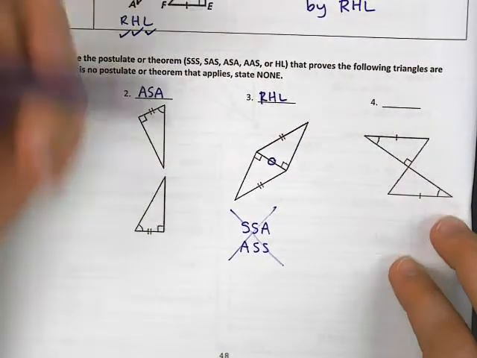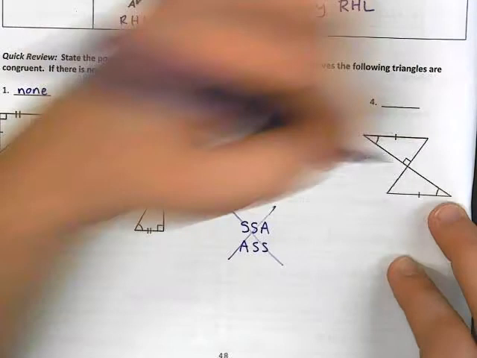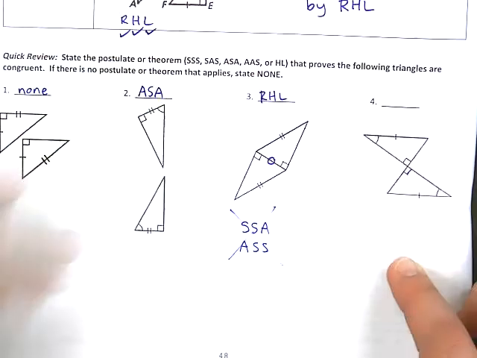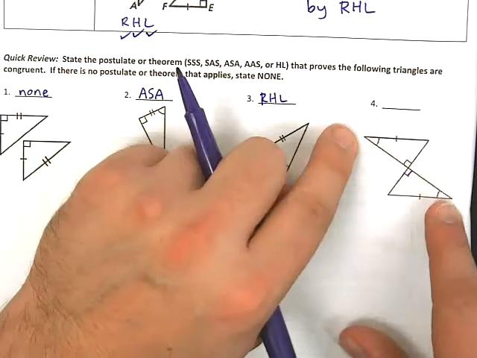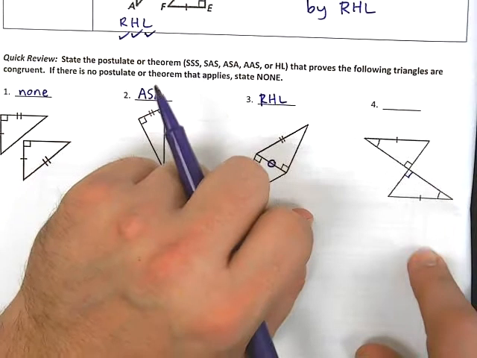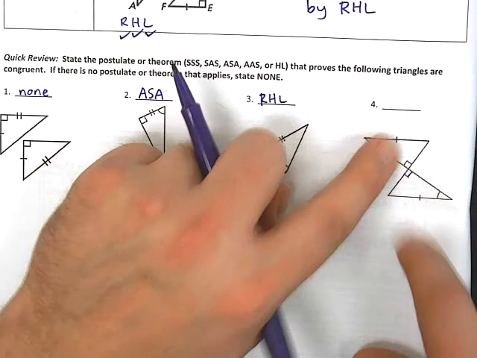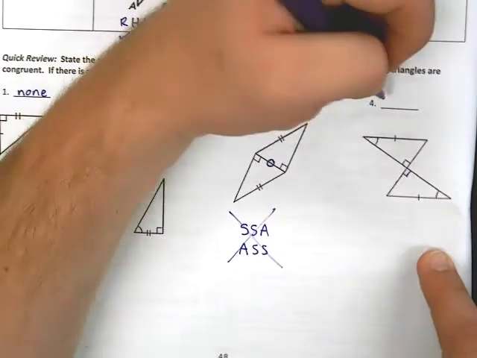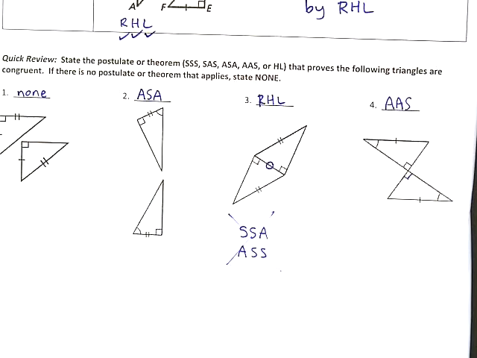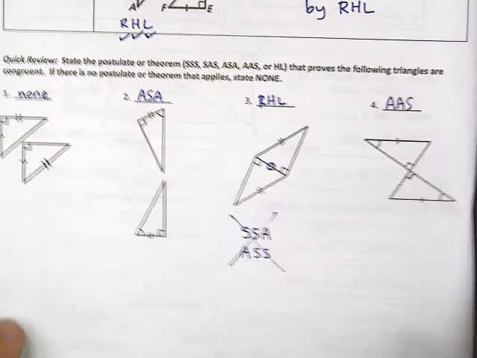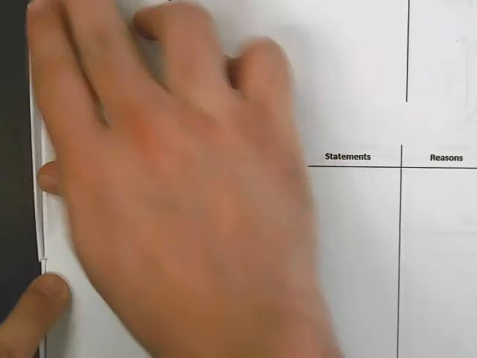If we take a look, we know that we have sides, angles. Oh, we also have vertical angles. So if this is a right angle, I could also say that that's a right angle. And if we look, we have two sets of angles, one set of sides. The side is not included. It's not between my two angles, right? They're on the outside. So this would be AAS. All right? So let's jump into a couple of practice proofs to show you how RHL works.